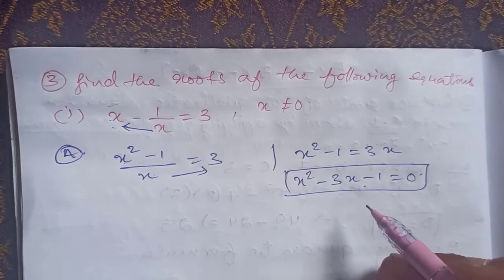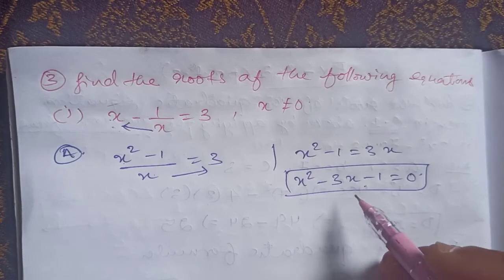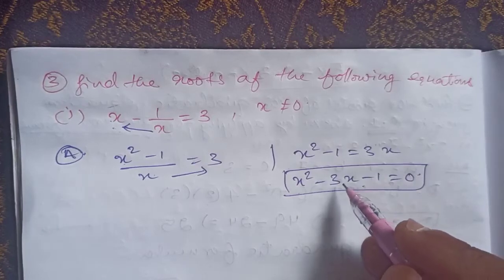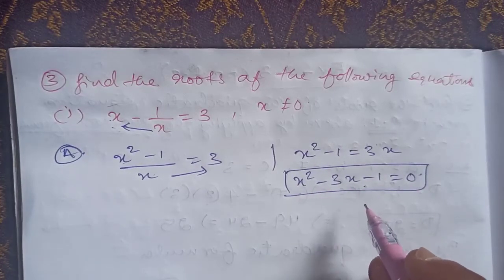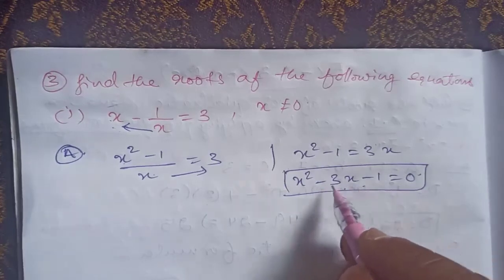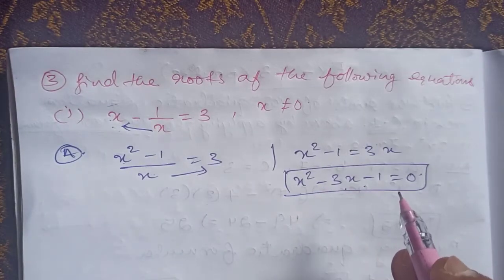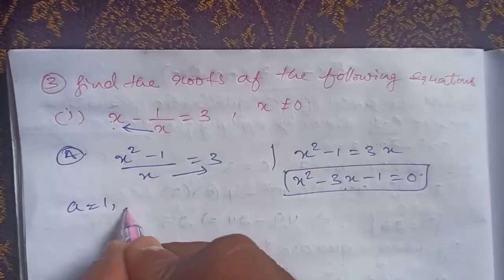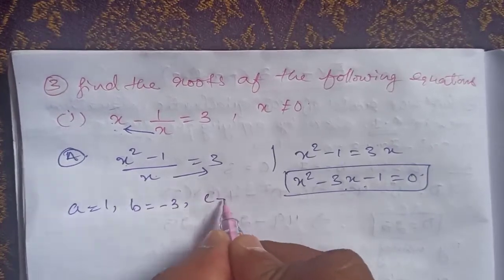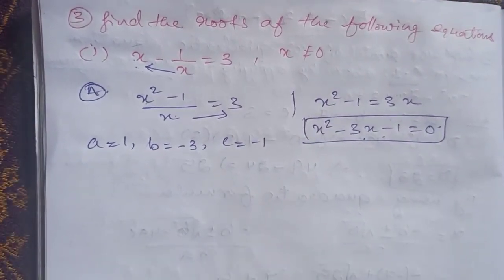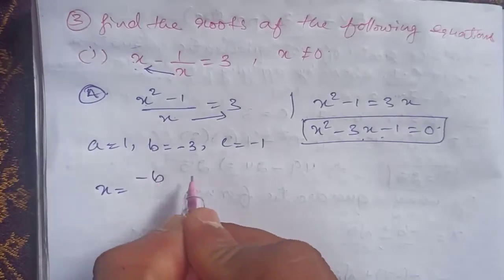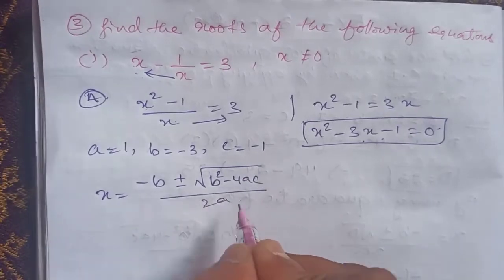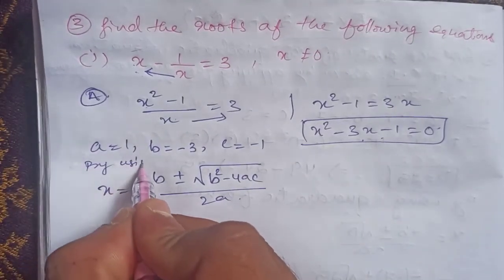Now you can solve it by using method of completing the square, by using quadratic formula, either by splitting the middle term. It cannot be solved by splitting the middle term, because if I split I won't get the correct value. Okay, so the best thing is you use quadratic formula to solve this equation. a is how much? 1, b is minus 3, c is minus 1. x equals to minus b plus or minus square root b square minus 4ac by 2a. Okay, by using quadratic formula we are solving.